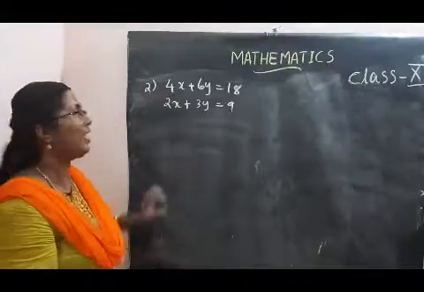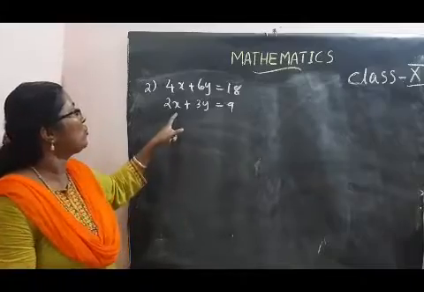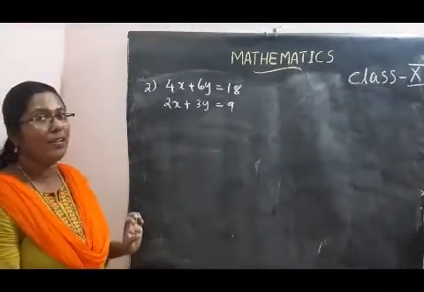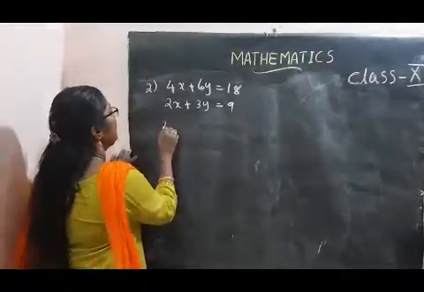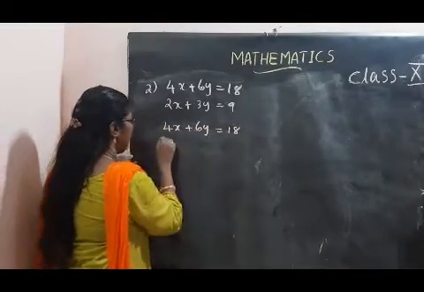Okay. The second equation is 4x plus 6y equal 18, that is, 2x plus 3y equal 9. For finding the points, write 4x plus 6y equal 18.